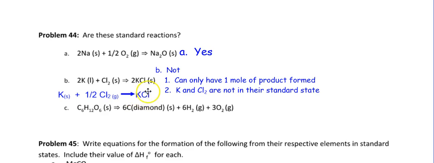And I need 1 chlorine. Well, what's chlorine in its standard state? It's diatomic and it's a gas. So that's why I need a 1/2 of that. And so potassium solid is in its standard state, chlorine gas is in its standard state, and now potassium chloride is in its standard state, and I have 1 mole of this.